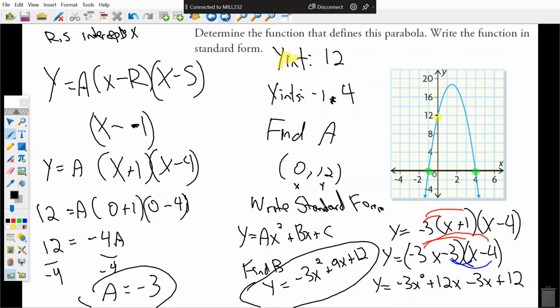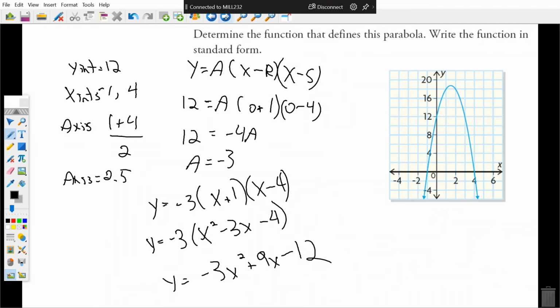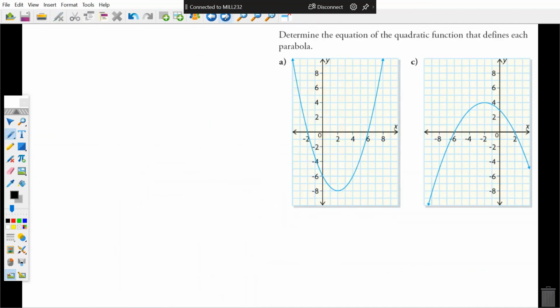Let's do one more, and then we'll give you time for your assignment. We're going to do this one right here, okay? We'll skip this one. So, let's work on this one together. They want the equation again, okay? So our long-term goal is y equals ax squared plus bx plus c.